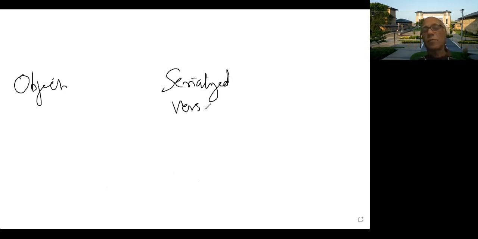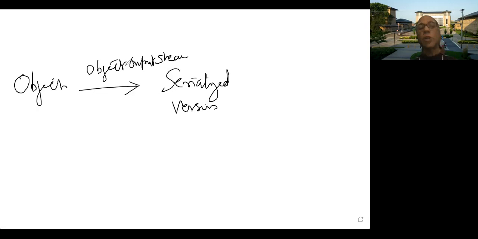You have objects and you have the serialized version. So that process of conversion from objects to serialized version is done through object output stream. Without that, there is no serialization. So that is a class. You create an object of that kind and serialize all your objects using that.